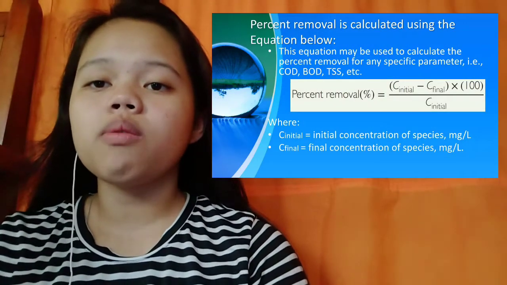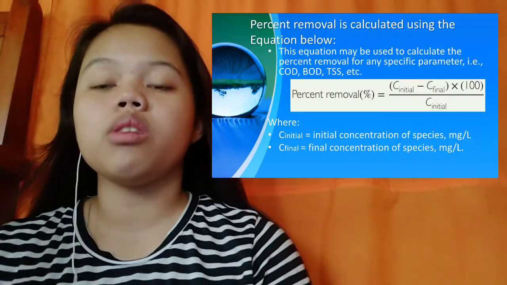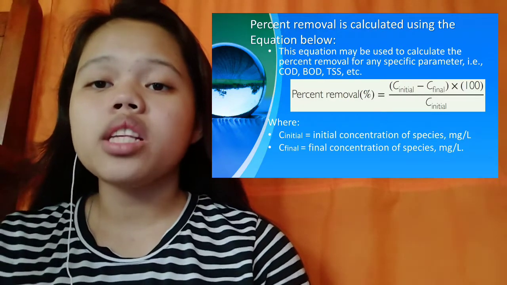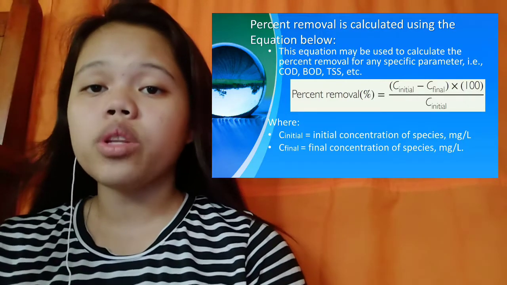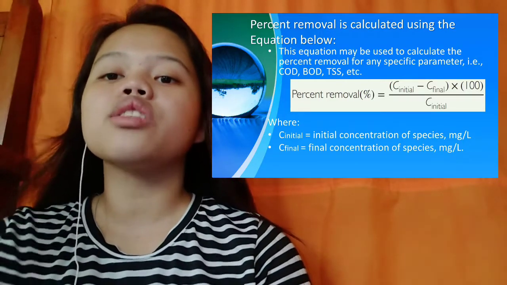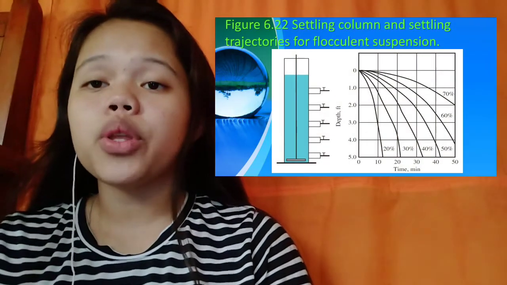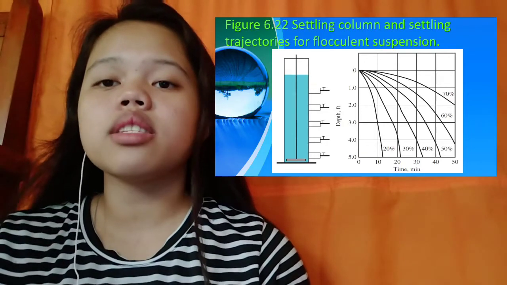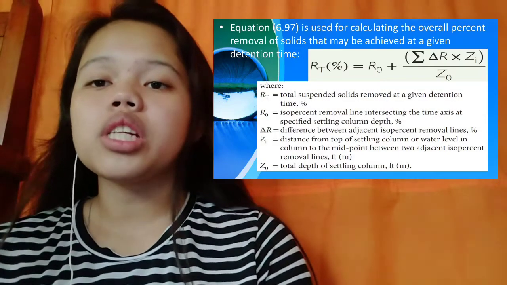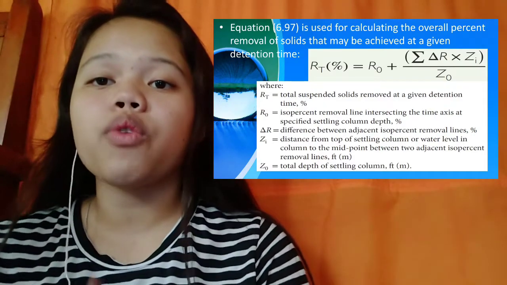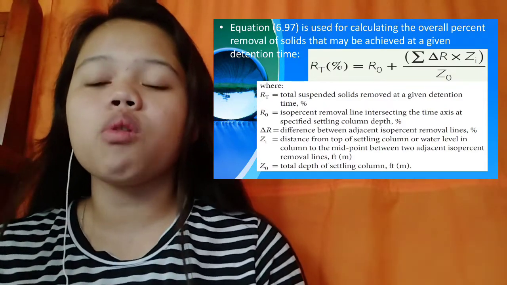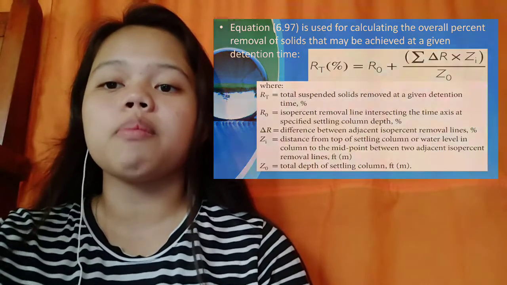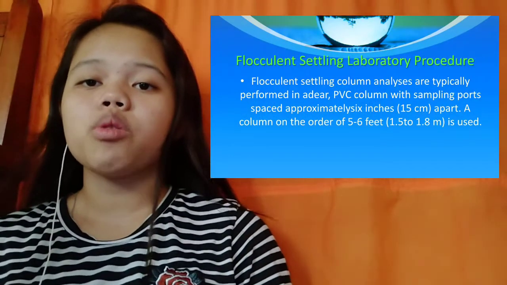Percent removal is calculated using the equation below. This equation may be used to calculate the percent removal for any specific parameter, like COD, BOD, TSS, etc. Figure 6.22 shows a settling column and settling trajectories for flocculent suspension. Equation 6.97 is used for calculating the overall percent removal of solids that may be achieved at a given detention time. Flocculent settling laboratory procedure.